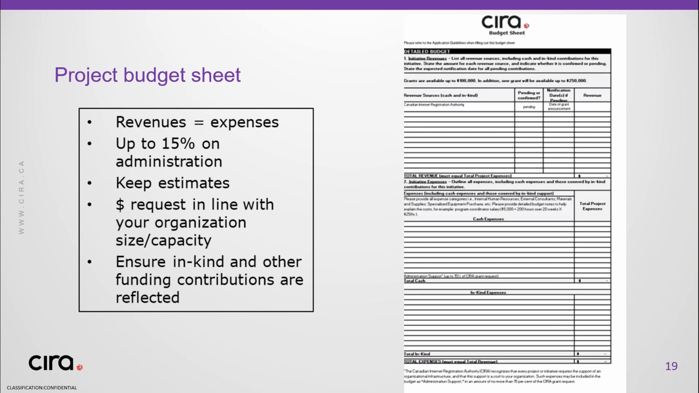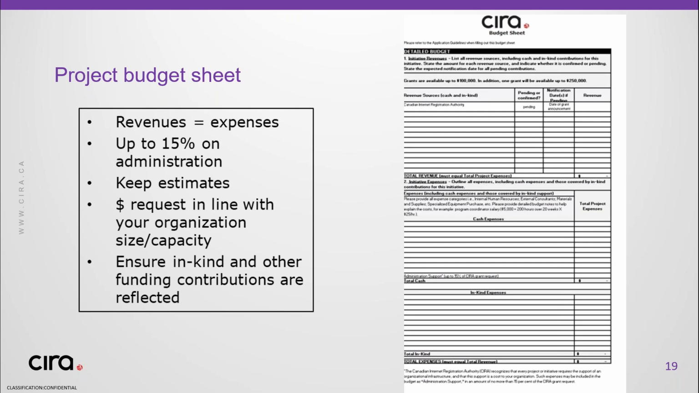CIRA doesn't fund ongoing core costs or full-time staff positions, but you can present the costs of delivering the project. And if that includes people time, that's fine. You can show, for example, a project coordinator and the % of time they are allocated to the project and their pay rate for that work.